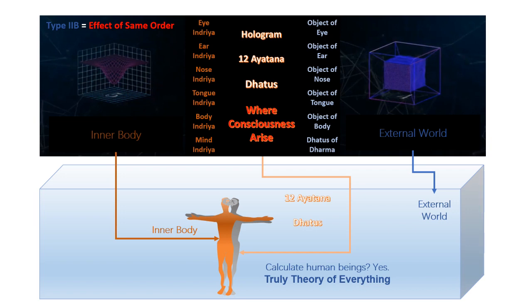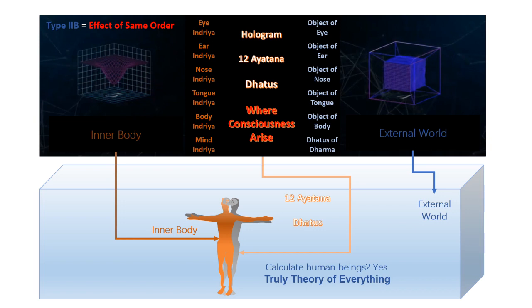We have shown that the hologram between the two sides is not simply a hologram, it has hidden active elements such as 6 indriyas with its structured storage. It is called the 12 ayatana or dhatus. Dhatus also means seeds or strings which are hidden, dormant, but with active potential. 12 ayatana and dhatus are also said to be the source of all laws and where consciousness arises.